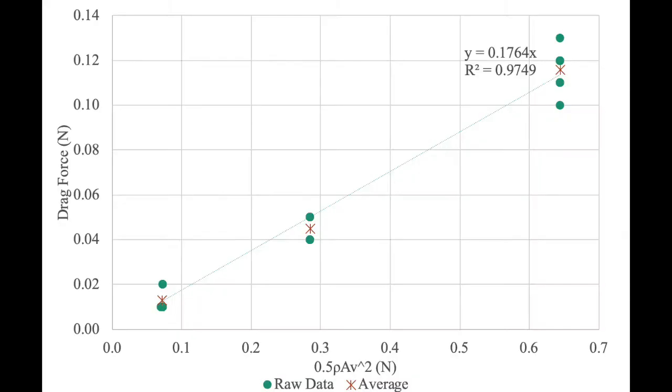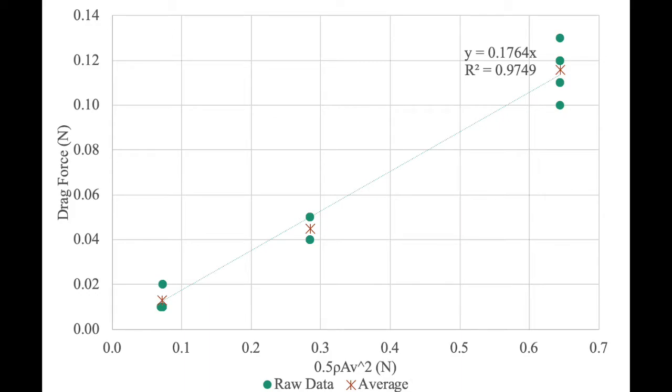The drag force was plotted against half rho AV squared. A linear trend line was added to the graph, and the R squared value was found to be 97.5%. This suggests that 97.5% of the deviations are accounted for by the model.